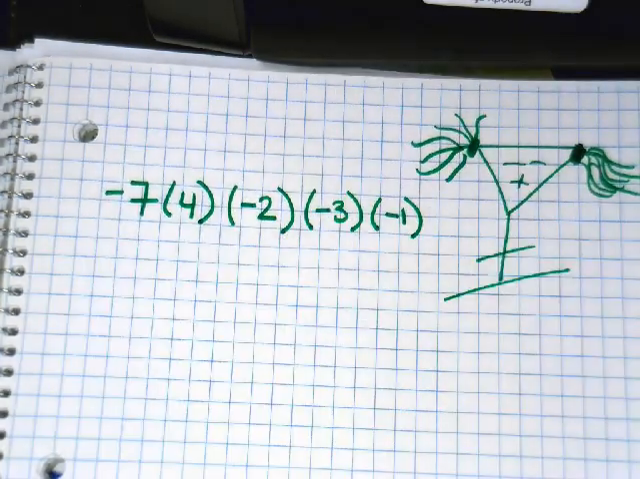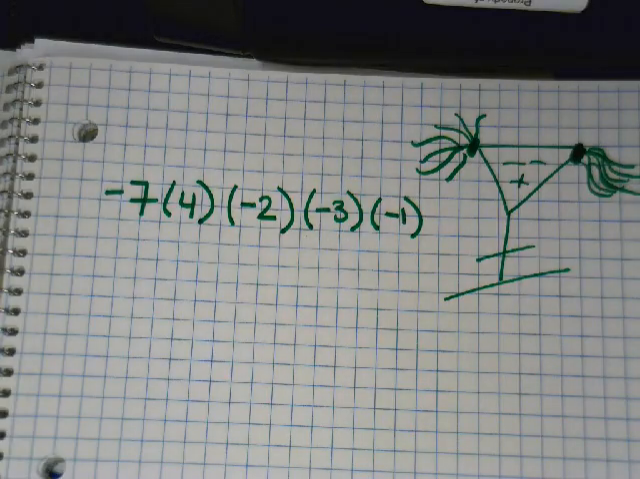All right. Here we go. Negative 7 times 4 times negative 2 times negative 3 times negative 1. Yeah, that's right. Now, does everybody remember that when you have a lot of parentheses like this and they're all next to each other, it means multiplication? Yeah. Okay. So just multiply the numbers. Don't worry about the negatives until the end. Can you multiply in any order? Yeah. You can multiply in any order. So however you want to pair them up, you can pair them up.